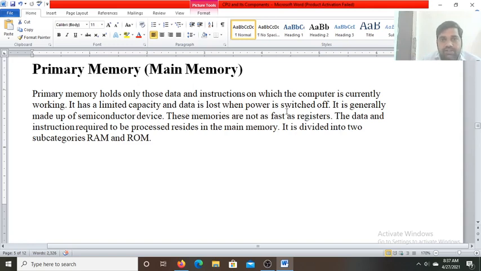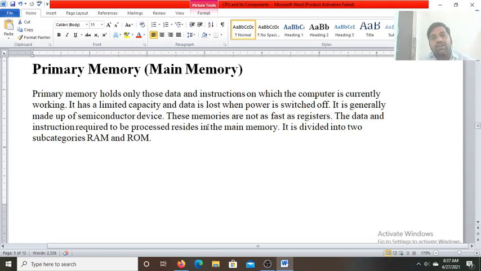The data is lost when the power is switched off. This is also called volatile memory. So when you switch off the computer, all the data present in the main memory, meaning RAM, will be lost. It is generally made up of semiconductor devices.